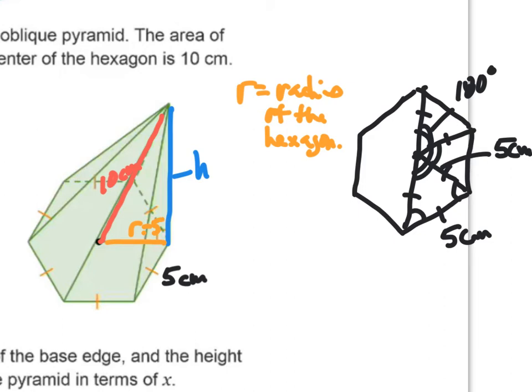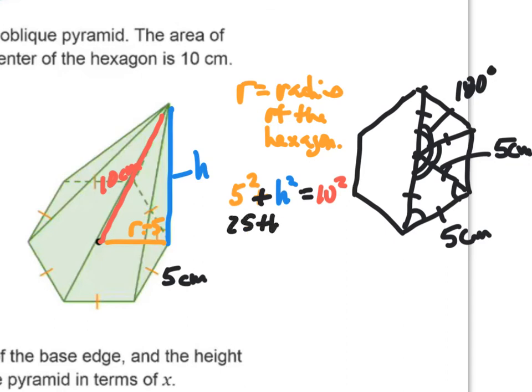Okay, so that's what I've got. My radius is 5, so I'm going to find my height. I'm going to do 5 squared plus h squared is going to be equal to 10 squared. I also noticed that this shorter length here is 5 and this is 10. This is actually going to be a 30-60-90 triangle, but let's just use the Pythagorean theorem to solve.